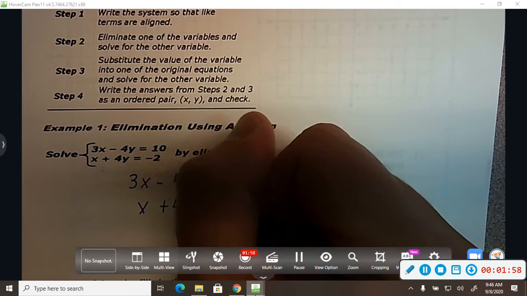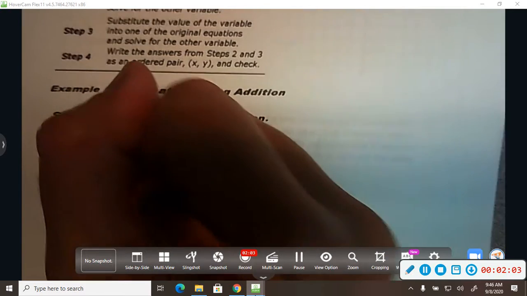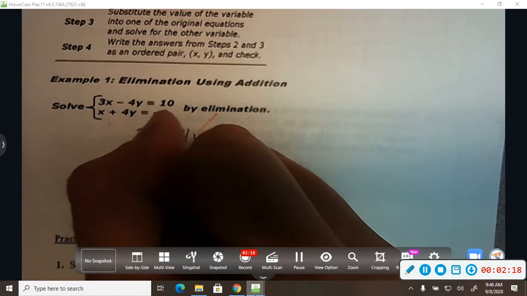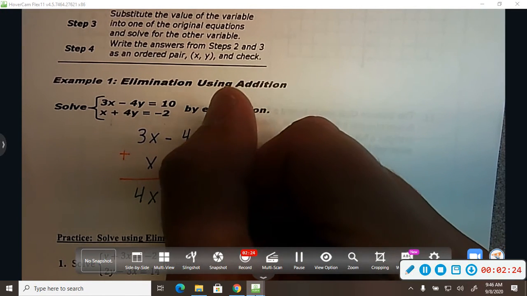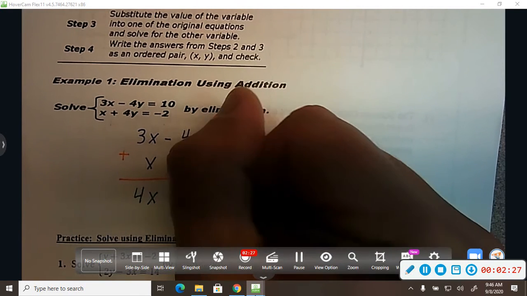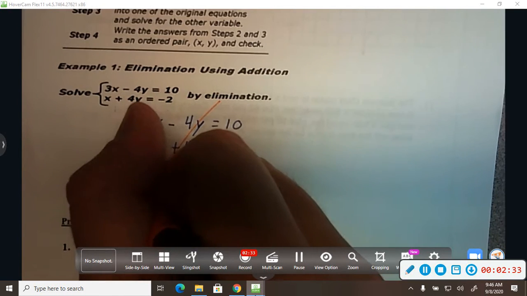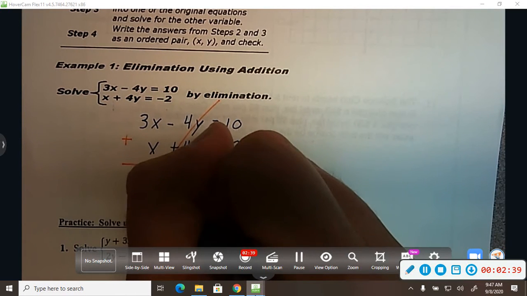And this is why elimination is sometimes my favorite, because on this one, all you got to do is add them together. And then the y's go away. Why do they go away? They're opposites. So then I get 3x plus x is what, 4x? Those eliminated, that's why they call it the elimination method. And then 10 plus negative 2, or 10 minus 2, same thing, 8. Divide both sides by 4. x is 2.